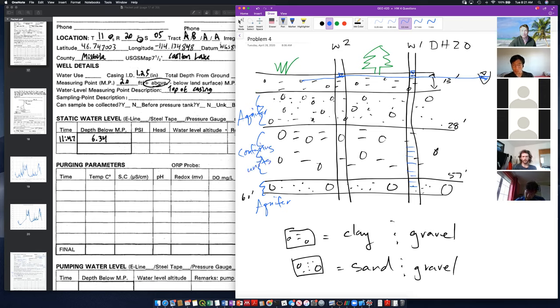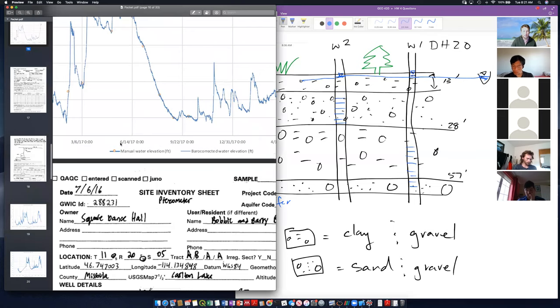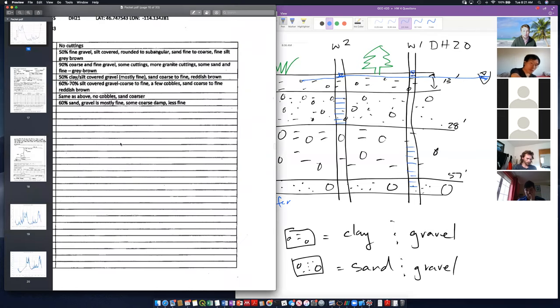So one of these wells is screened over the top 25. One of them only goes to 25 feet in the first place, and then is screened only in this sort of lower zone. And one of them goes to 60 feet. And let's see what they screen DH20 over.